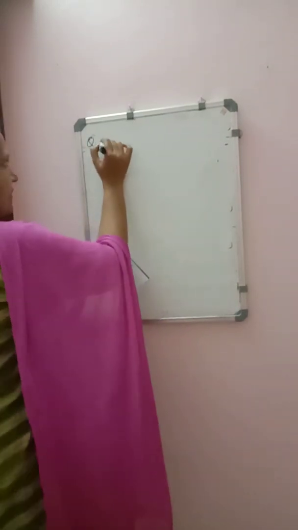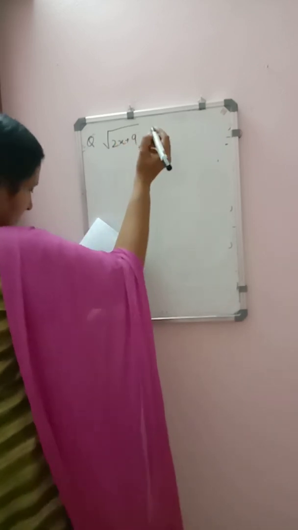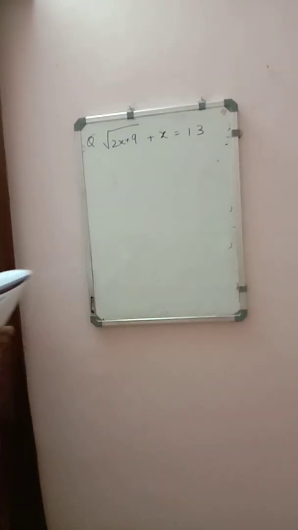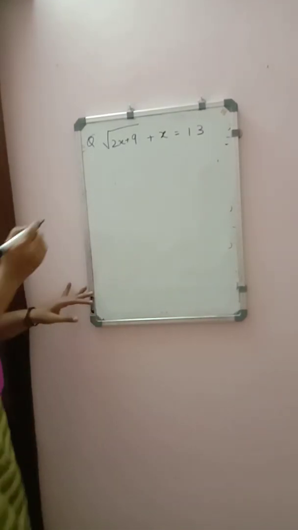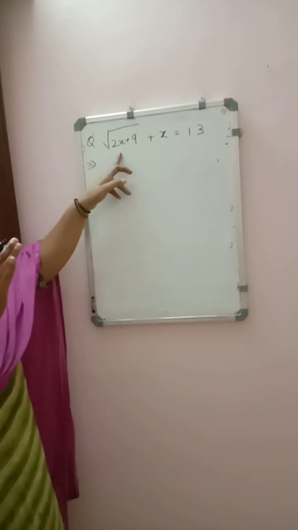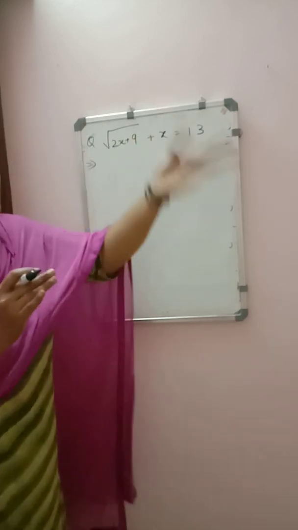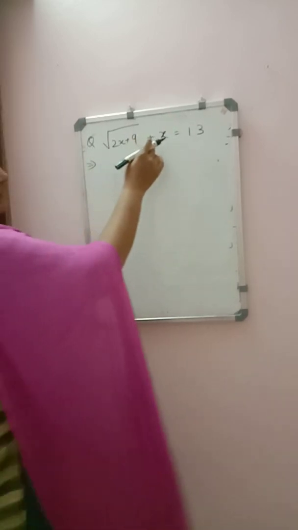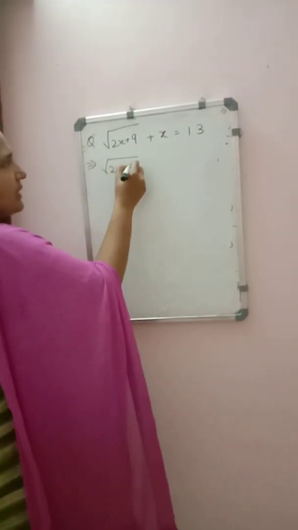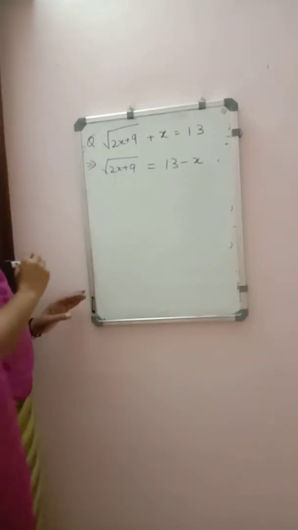Question: square root of 2x plus 9 plus x equal to 13. Whenever these type of questions are there, only one side should have the square root. If any expression is there which is not under the square root, shift it to the other side. So I am shifting this plus x to the right hand side. Square root of 2x plus 9 is equal to 13 minus x.